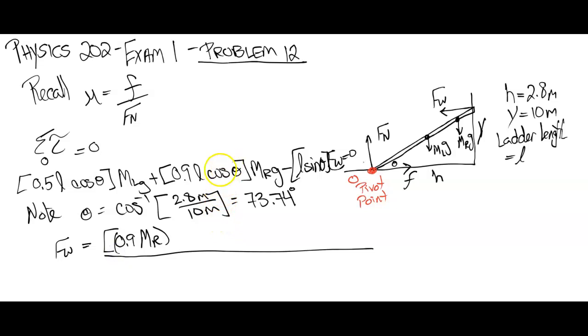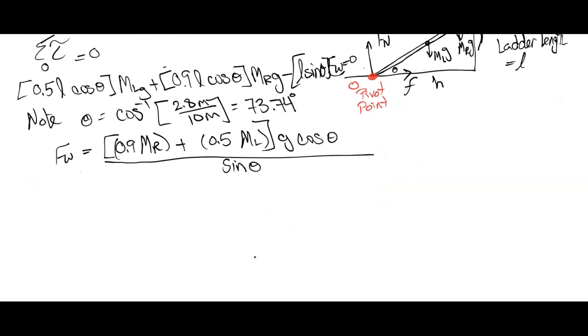Notice that every term that I'm going to write in this bracket has a g in it and a cosine theta, so I'm going to factor those out. Then I have 0.5 mass of ladder. Then I have g cosine theta. Notice also that every term has an L, and those can cancel out. And then if I divide by what's next to F_W, which is the sine theta, I now have an expression for the force on the wall.